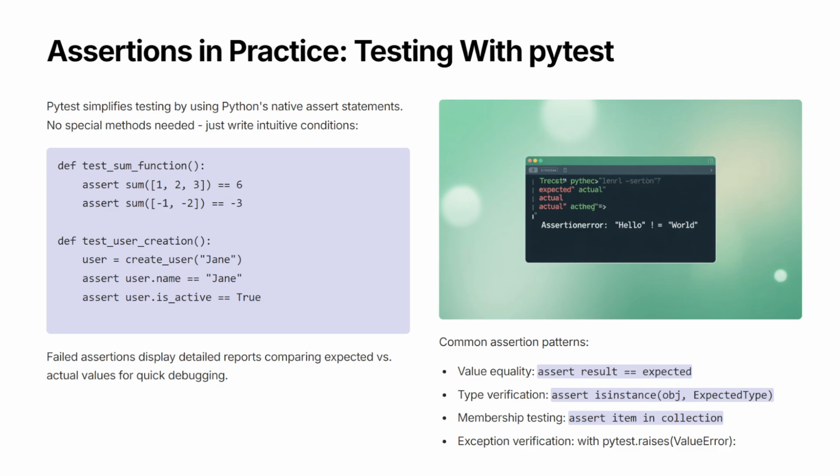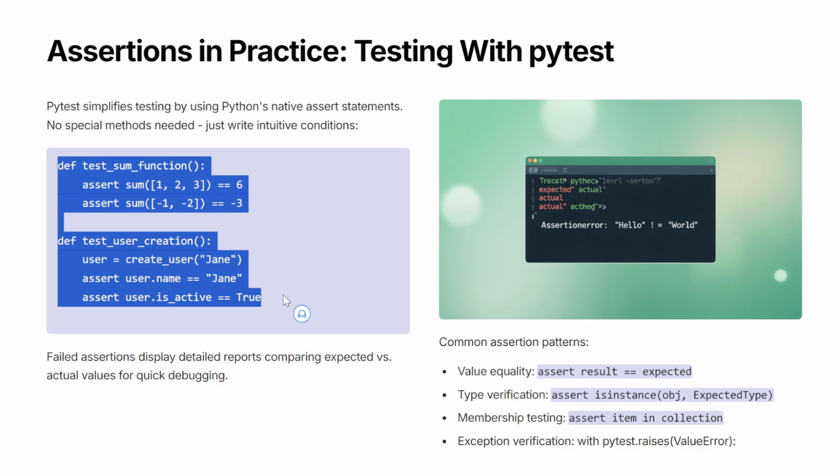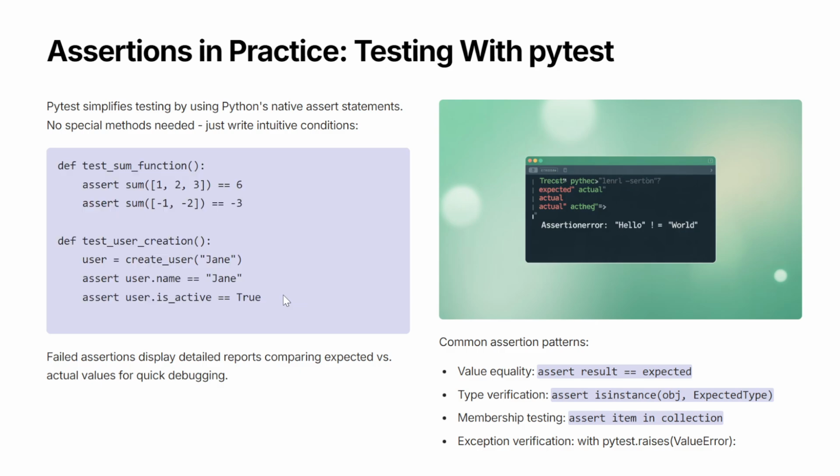Okay, so PyTest actually simplifies testing by using Python's native assert statements, and no special methods are needed, just write intuitive conditions. So this is a test code. Do run this in your VS Code and do let us know how it went. So failed assertions will actually display detailed results comparing expected versus actual values for quick debugging.